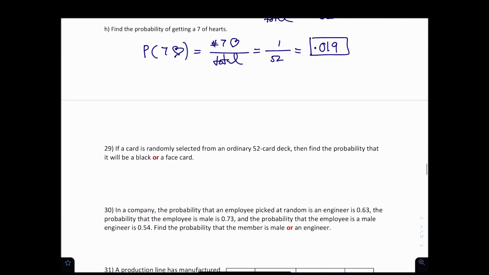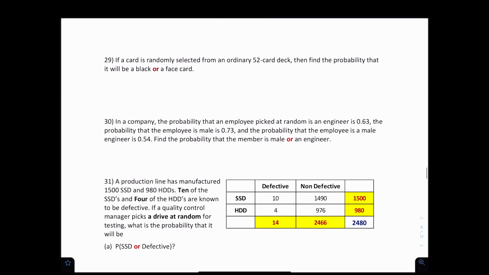Great. Let's move on to number 29, which seems to be an addition rule. If a card is randomly drawn, find the probability of getting a black card or a face card. This "or" indicates that you're dealing with the addition rule. To remind you, the probability of A or B is the probability of A plus the probability of B minus the probability of A overlap B, or AND, or intersection. All three of them give you the same meaning. Let's use that formula to figure this one out.